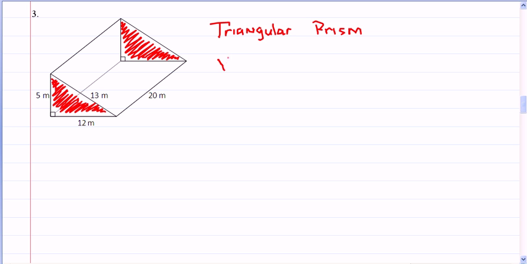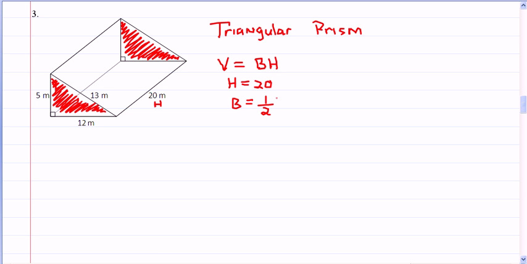And the formula for the volume of a triangular prism is base times height. And the height is the distance from the ceiling to the floor. And that would be 20. So this is our height. Now the base represents the area of this shaded triangle. And to find the area of a triangle, we take 1/2 base times height.